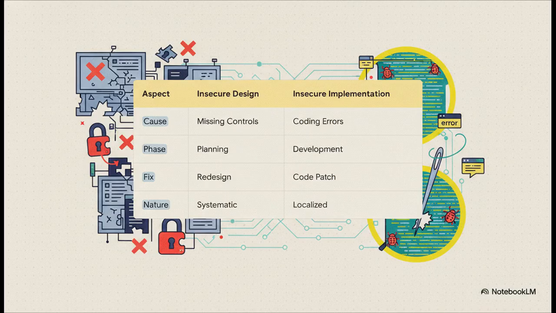And this table here really breaks it down. See, insecure design, its root cause is missing controls way back in the planning phase. That means the only real fix is a fundamental redesign. An implementation flaw, on the other hand, is just a coding mistake made during development. You can fix that with a targeted code patch. One is a deep, systemic problem, the other is a localized oops.